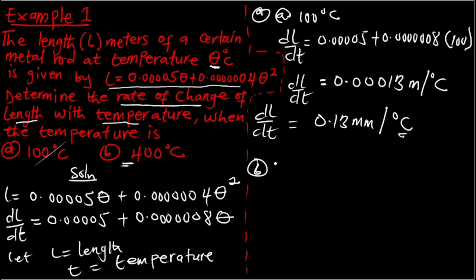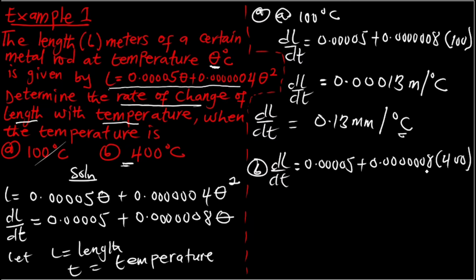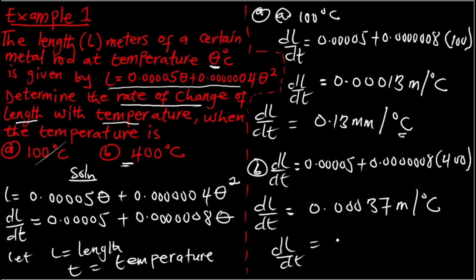So B, at 400 degrees Celsius. So dL on dT, which is equal to, you just put in 400 at the theta, which is 400. Meaning at 400 degrees Celsius, the length is changing at this rate, meter per degree Celsius, which can be converted to millimeter as 0.37 millimeter per a change in what? Degree. So this is the solution. Are we good? This is the solution for the rate of change. Let's look at the next problem.